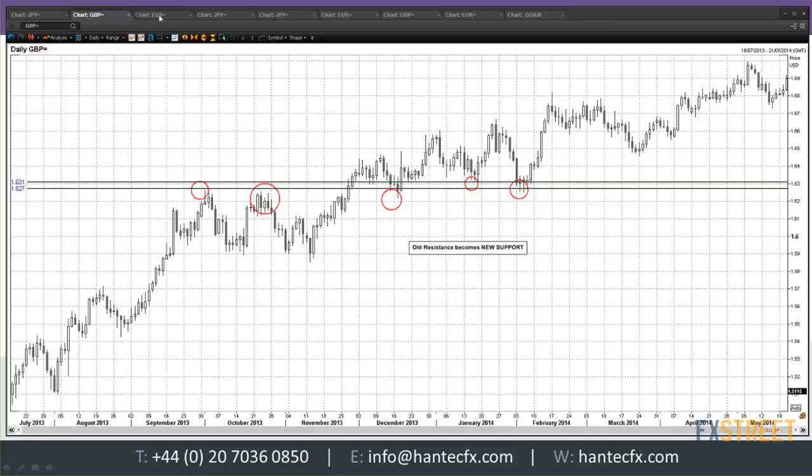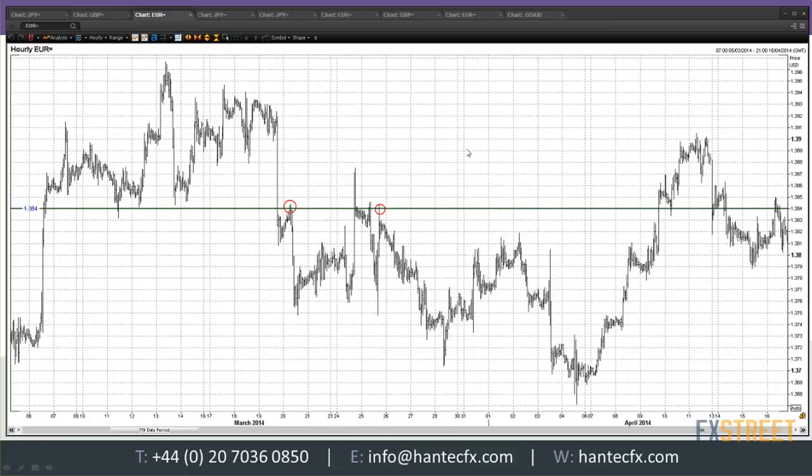Okay, so let's look at euro dollar. Okay, this is another instance on euro.